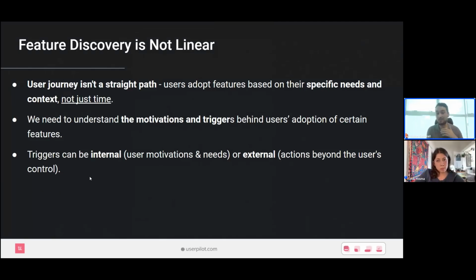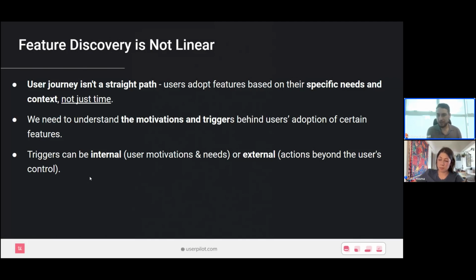HubSpot literally has maybe 4 or 5 different products, and each product has a ton of features. Say you want to push templates in HubSpot, when are you going to push it? That's the most difficult question, right? So the idea here is that every secondary feature has a motivation. That's the key idea right here. There's a trigger, some sort of behavior that you need to understand to be able to push that.